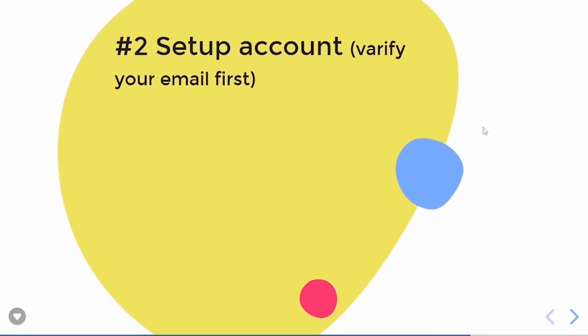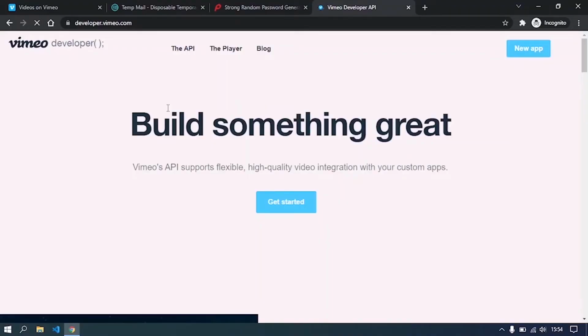Vimeo also sends a verification link to your email address. From there you need to verify yourself. Next step is to create your app in the Vimeo dashboard. Visit the following link. After that you need to click on the API.